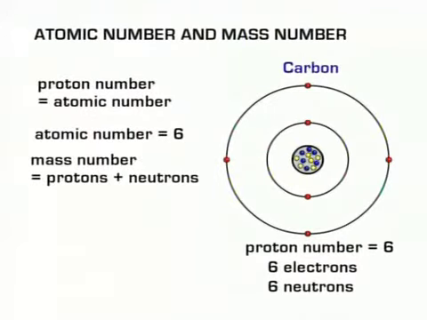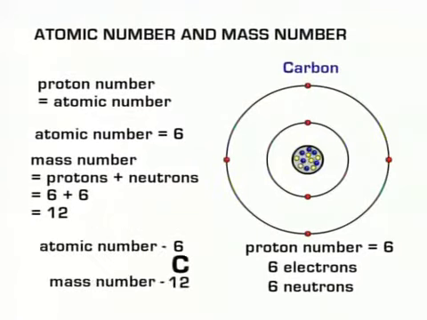The mass number of an element is the number of protons plus the number of neutrons. Carbon has 6 protons and 6 neutrons, so has a mass number of 6 plus 6 equals 12. That's written C for carbon, with the atomic number, 6, above it, and the mass number, 12, below it. The mass number is usually twice the atomic number.